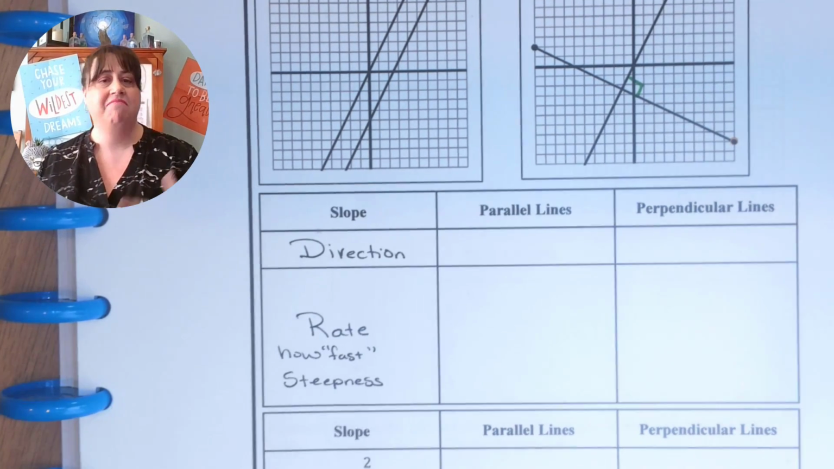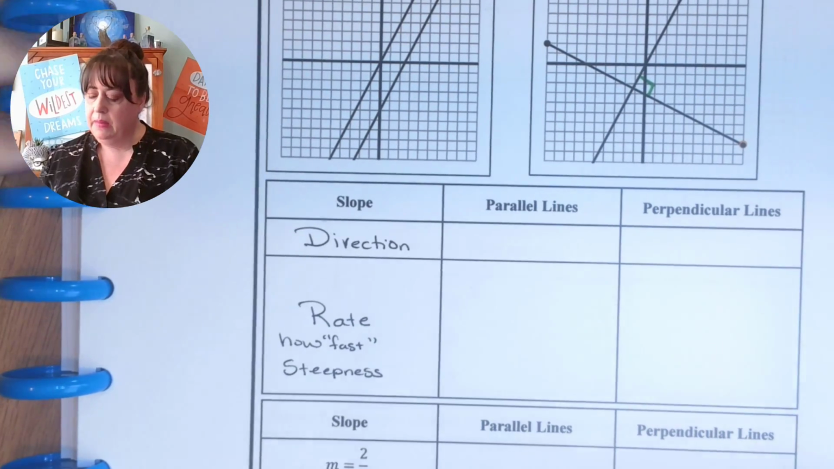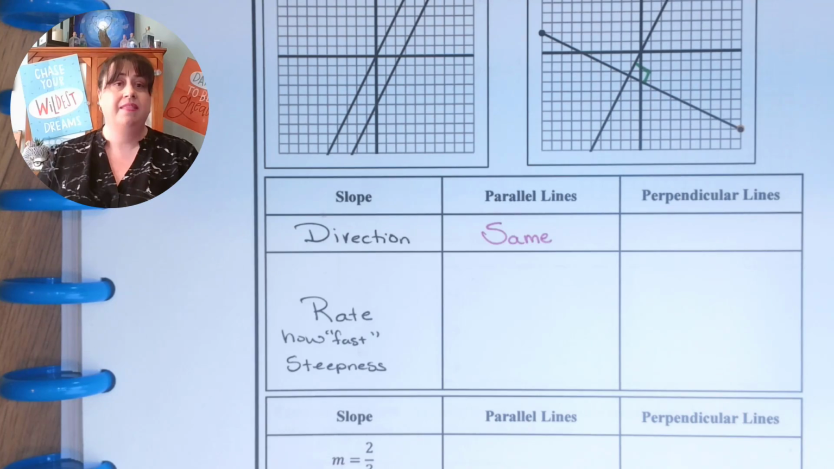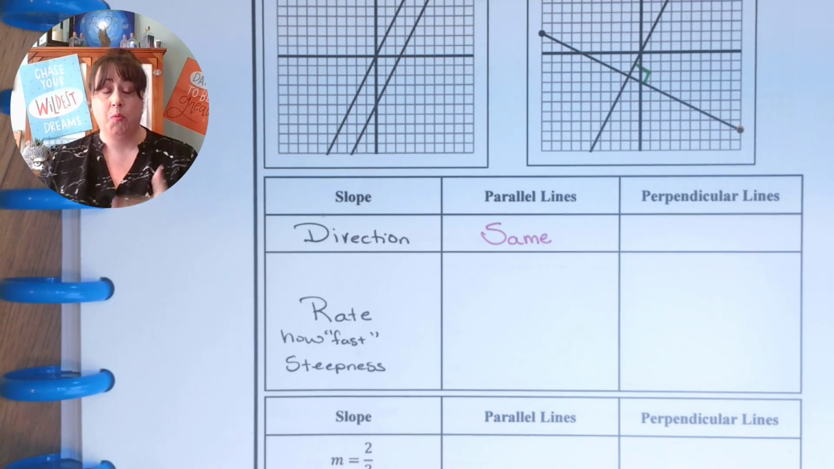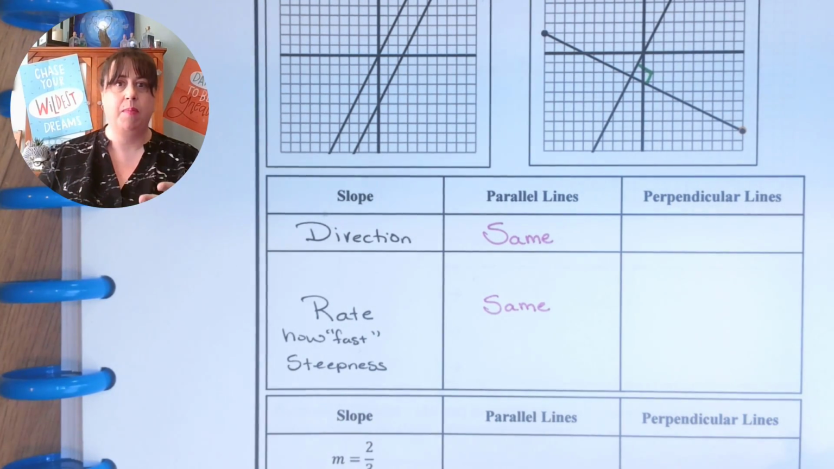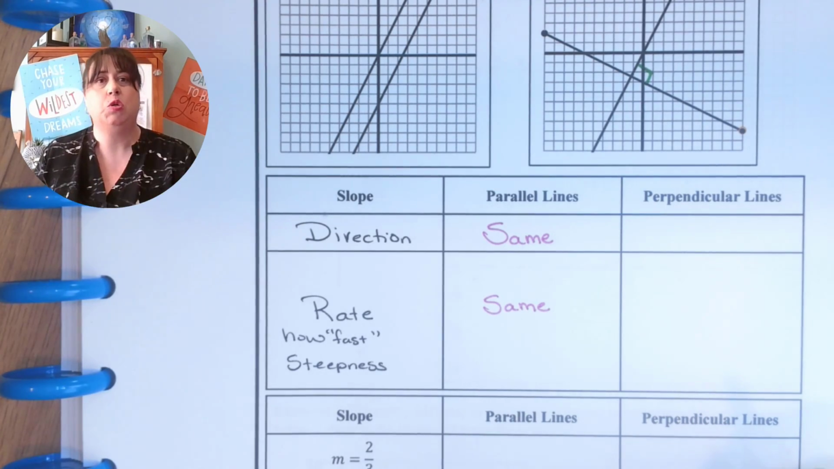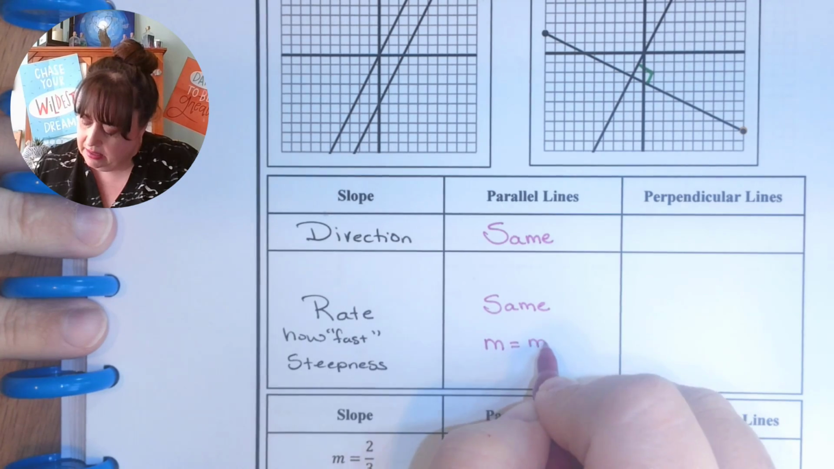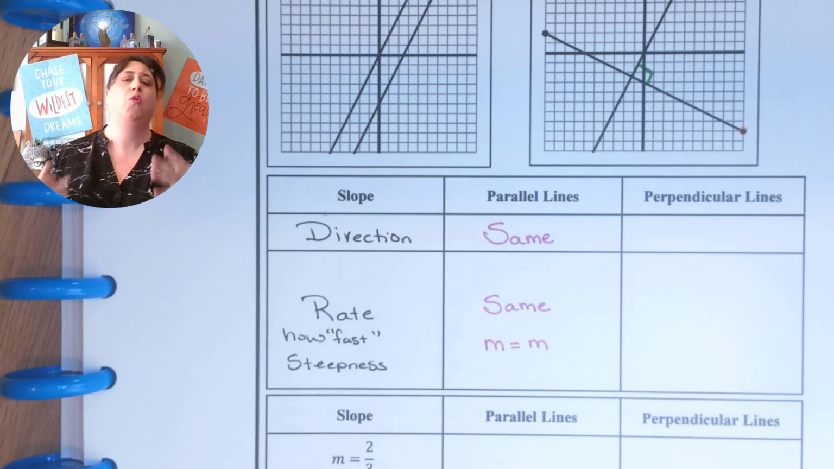Now that you've taken a guess, parallel lines have to go in the same direction. They also have to go at the same rate. So everything about parallel lines has to be the same. I just scooched it over a little bit. So our rates have to be the same. Everything about the parallel line slope has to be exactly the same.